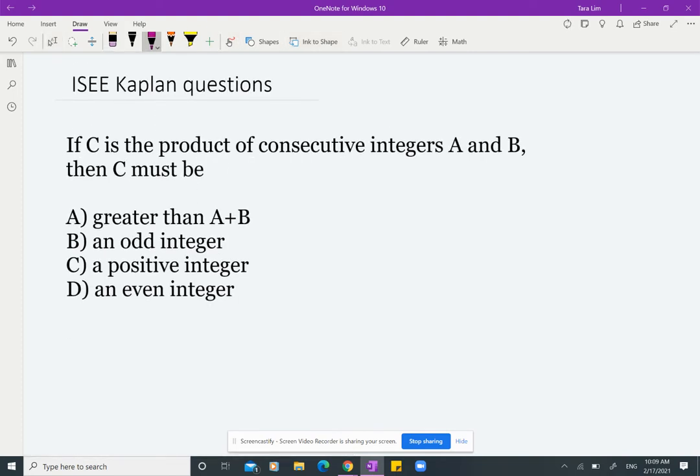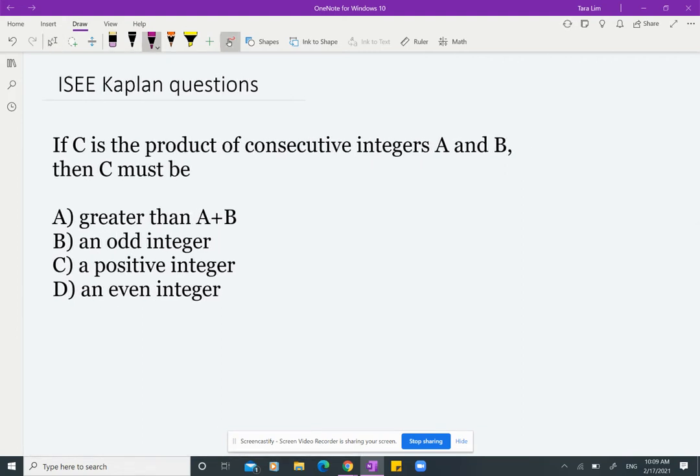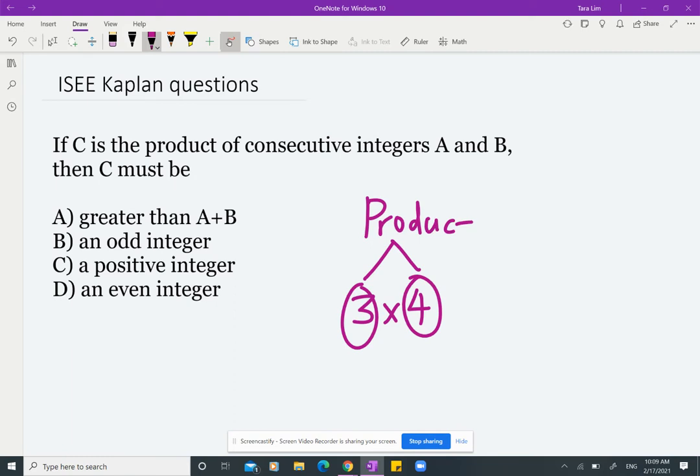If C is the product of consecutive integers A and B, then C must be. So here are some special keywords. Product is a number, for example, I say 3 times 4. So 3 and 4 are the product. They are called the product. So a product is a number multiplying a number. So we know what product is.